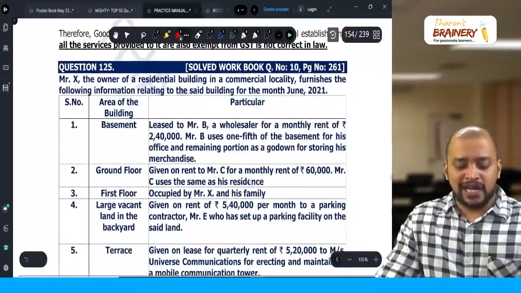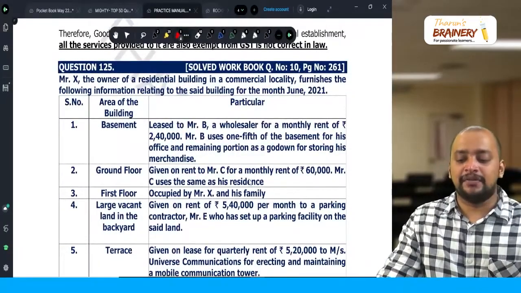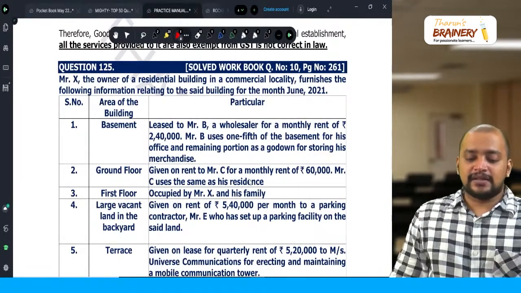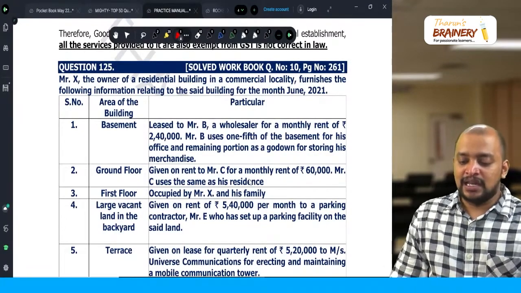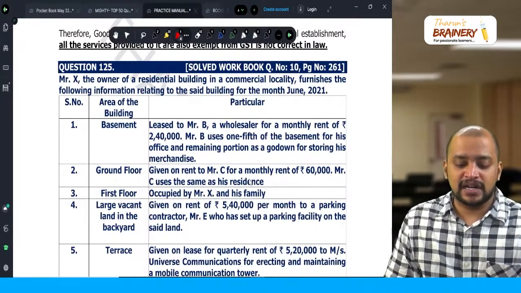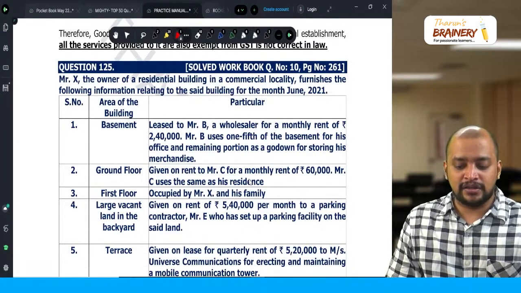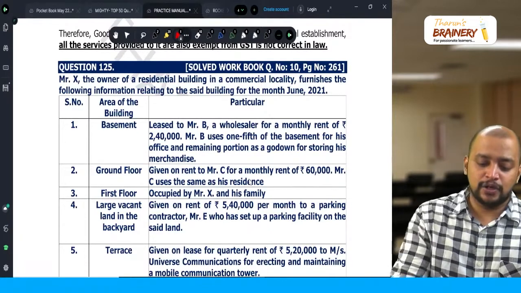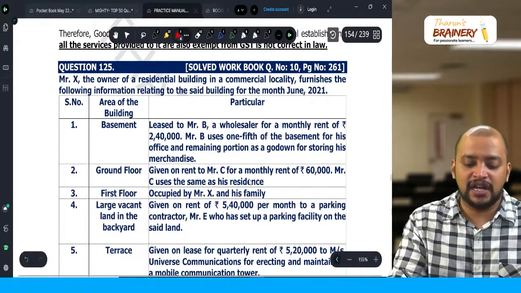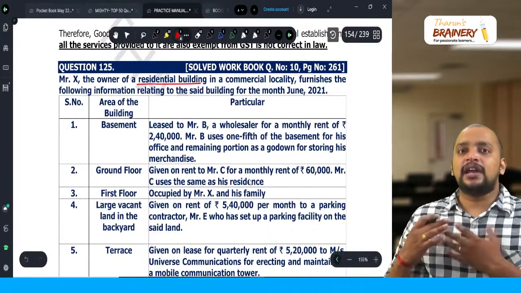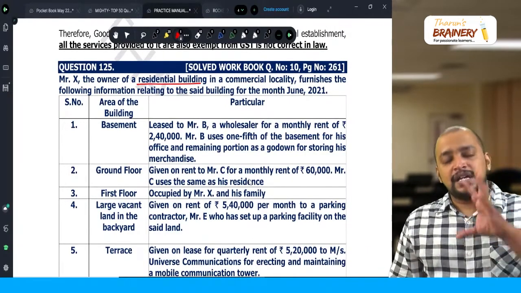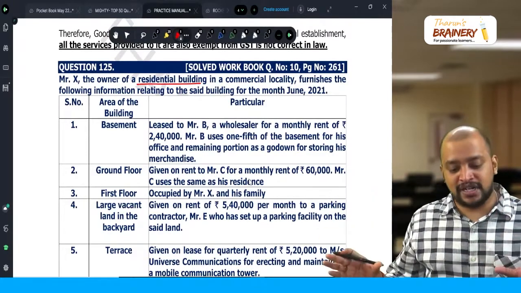Now I am moving on to the next question, question number 125, related to renting of immobile property. Mr. X, the owner of a residential building in a commercial locality, furnishes the following information relating to the said building for the month of June 2021. Area of the building, so basement, so it is first of all a residential building. Renting of residential building, first the property is divided into two, residential property and commercial property.